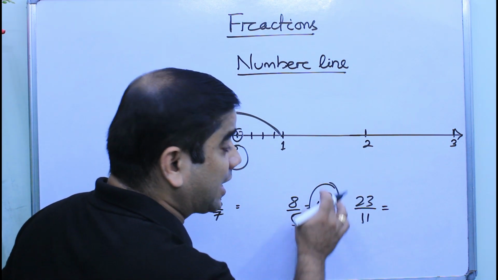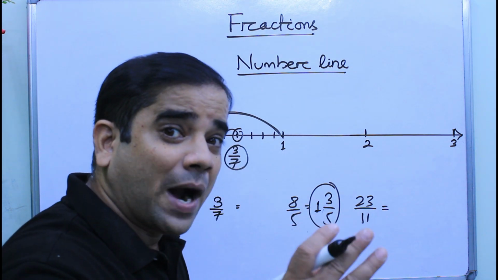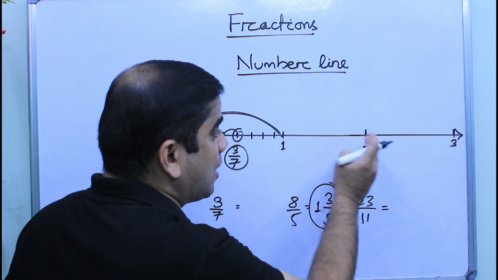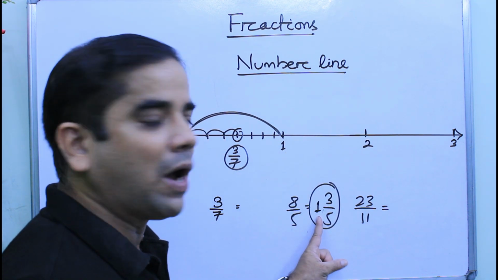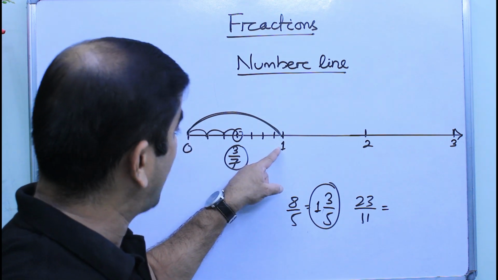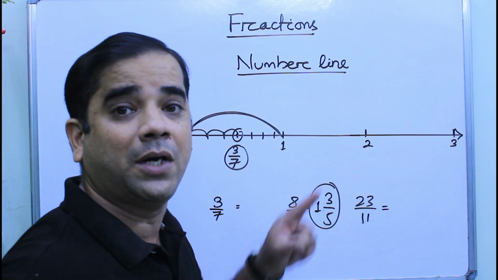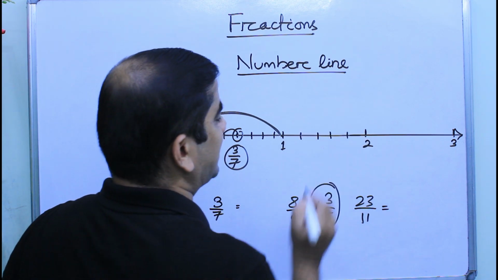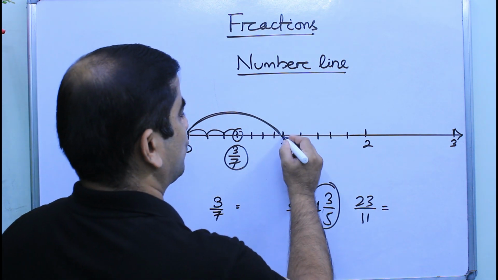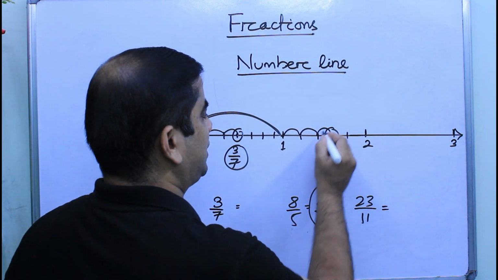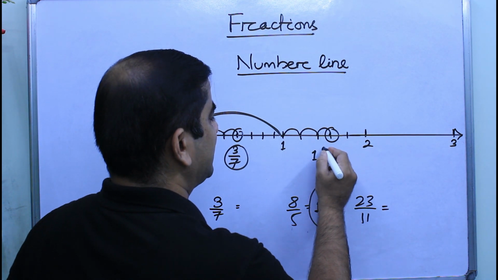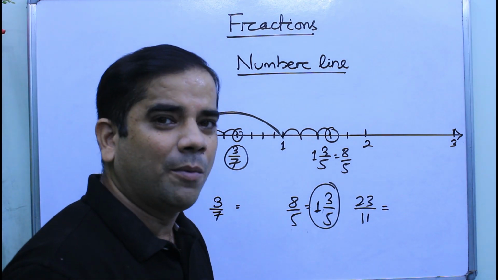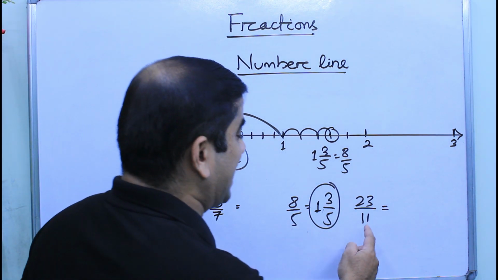That means it is not a complete part. It is 3 parts out of 5 equal parts. That means this 3 by 5 lies between 1 and 2. Need not be bothered about 1 because we have already taken 1 whole. 1 whole 3 by 5. That means this part is to be divided into 5 equal parts by drawing 4 lines. Now we will take 3 parts. 1, 2, 3. So this is the place for 1 whole 3 by 5, which is nothing but 8 by 5. Now I hope you can very well do it by yourself.